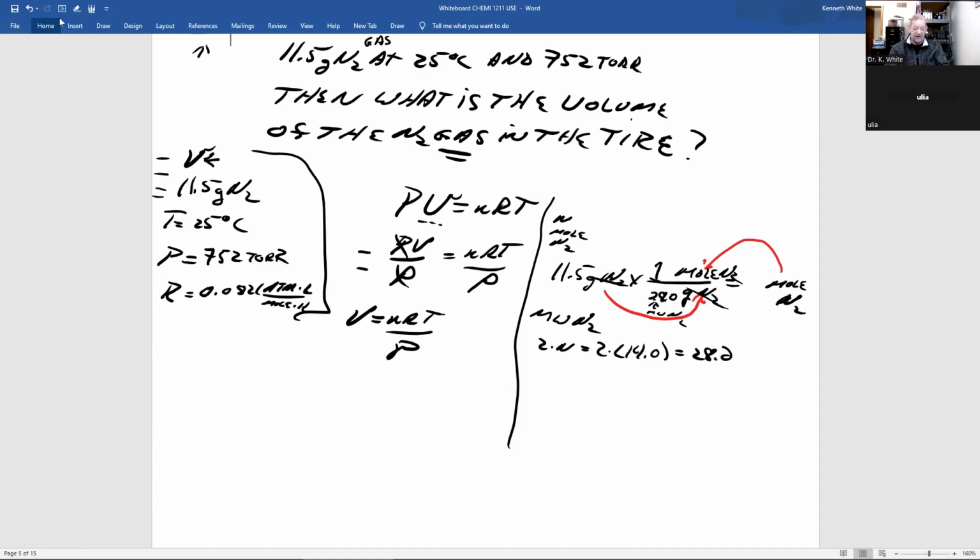Now I can pick up my calculator, turn it on, clear it. And I get a long number. I'm going to round it off because we got a lot more work to do. 3 significant figures, 3 exact number.